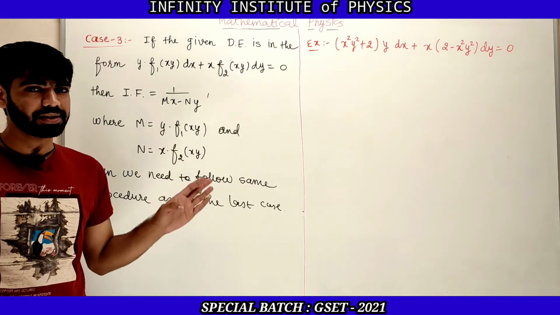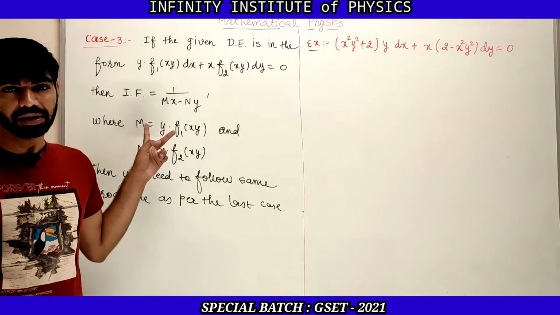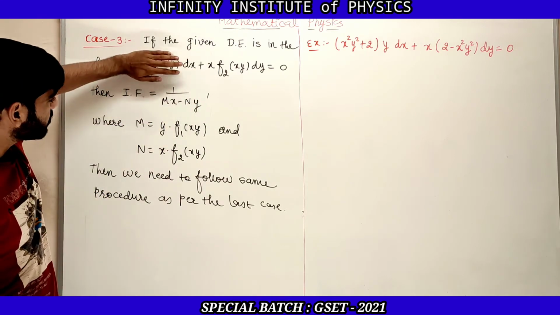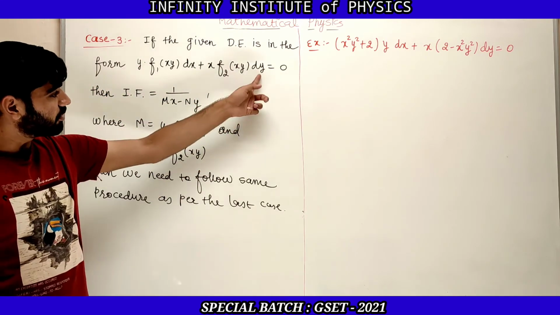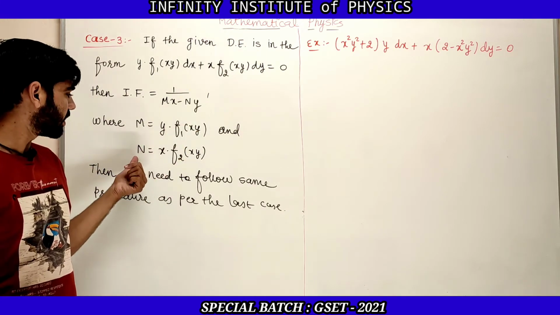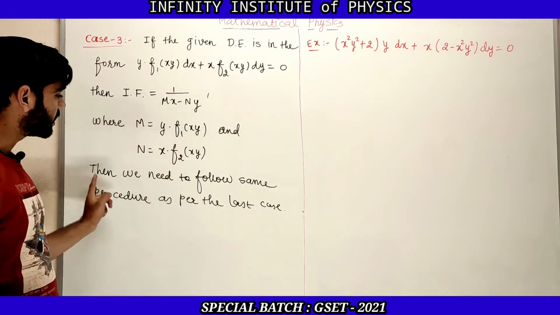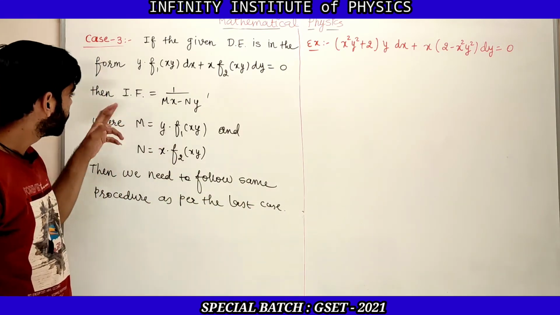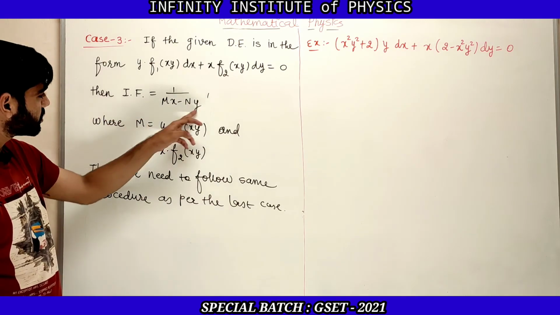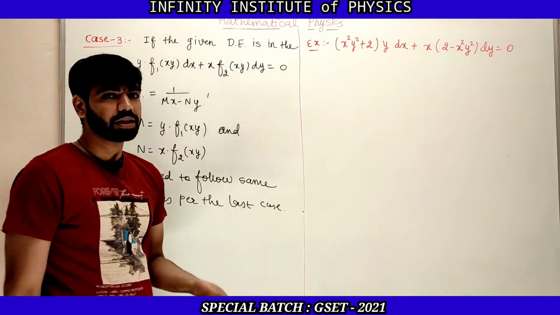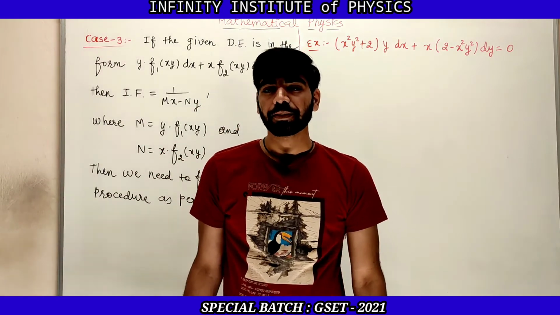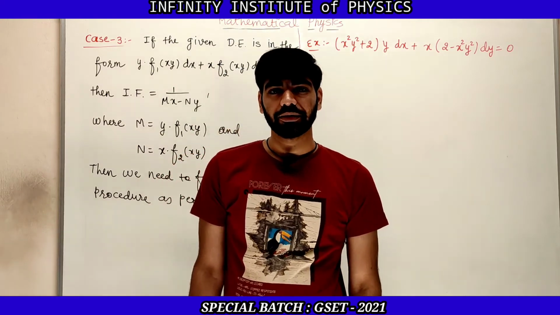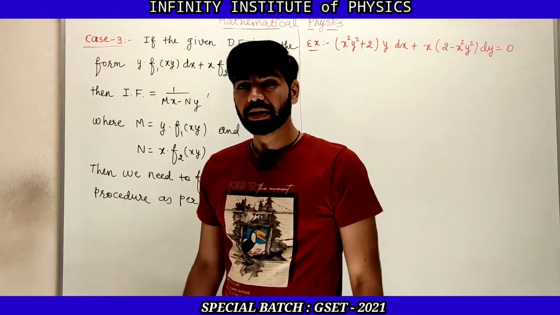Mx minus ny, where m is equal to y into f1 of xy. That means the term with dx you need to consider as m, and the term with dy you need to consider as n. Then n will be x into f2 of xy, and we need to follow the same procedure as in the last case. You multiply the given differential equation by this integrating factor, and then you can convert it into an exact differential equation. Then you can find the solution by the method of exact differential equations. So this is the third case.